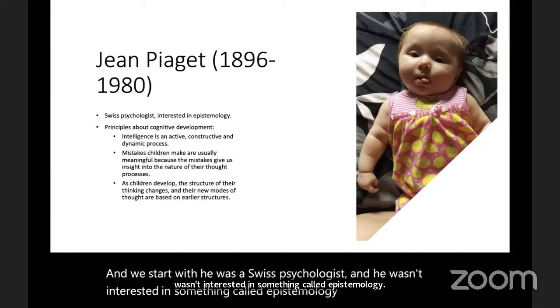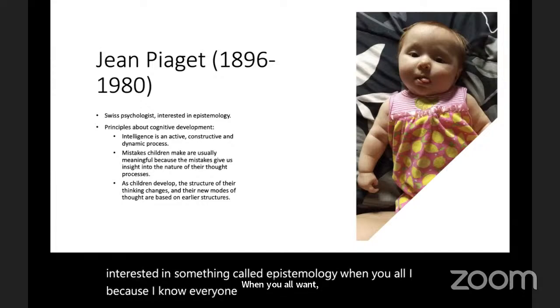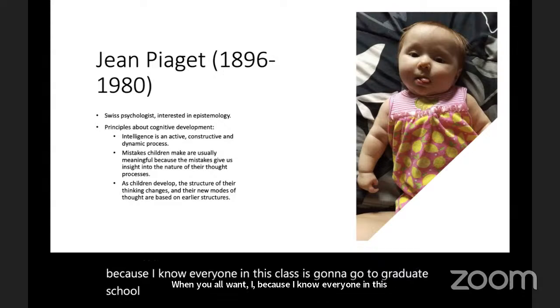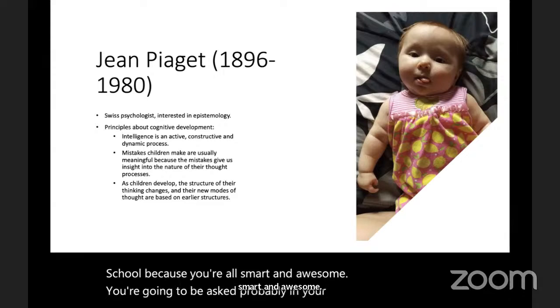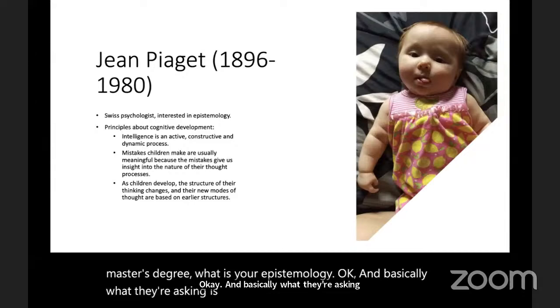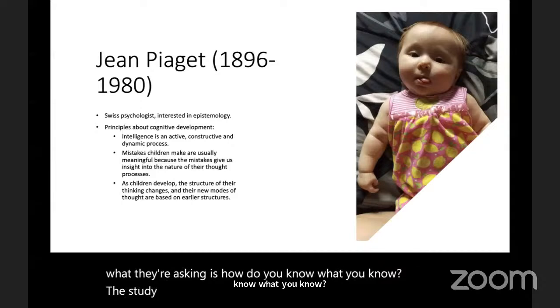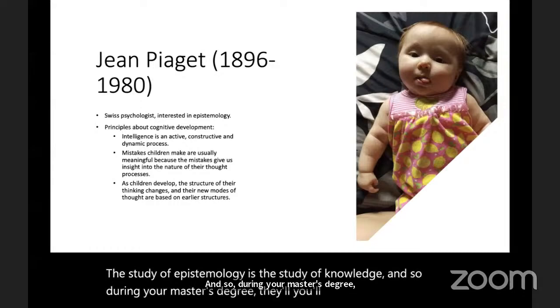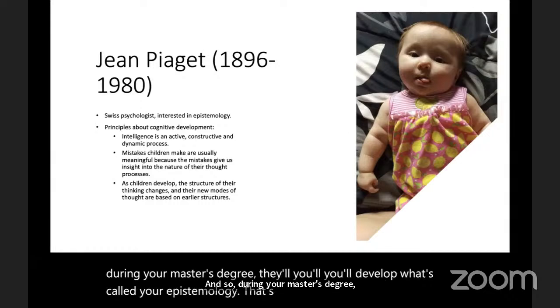Because I know everyone in this class is going to go to graduate school because you're all smart and awesome, you're going to be asked probably in your second year of your master's degree, what is your epistemology? Okay. And basically what they're asking is how do you know what you know? The study of epistemology is the study of knowledge. And so during your master's degree, you'll develop what's called your epistemology. That's your way of knowing.